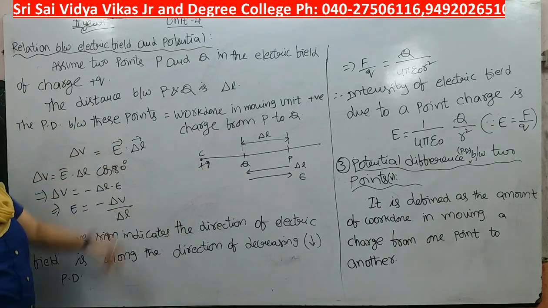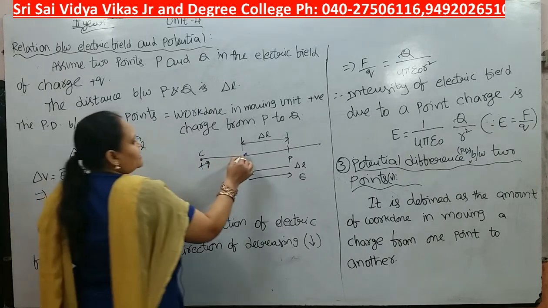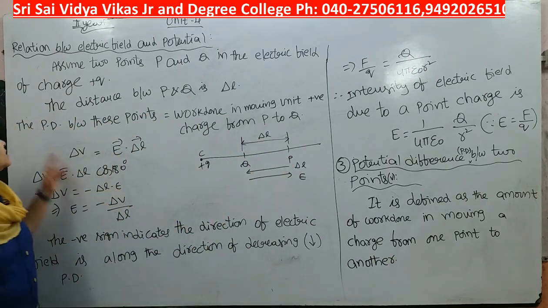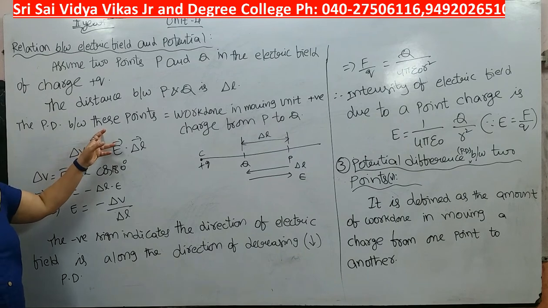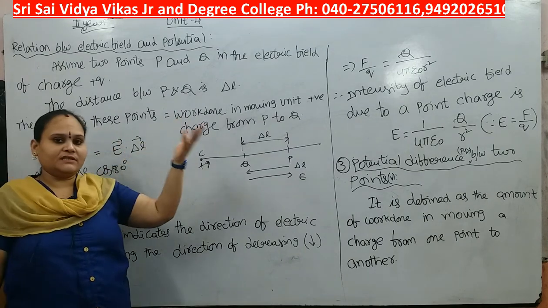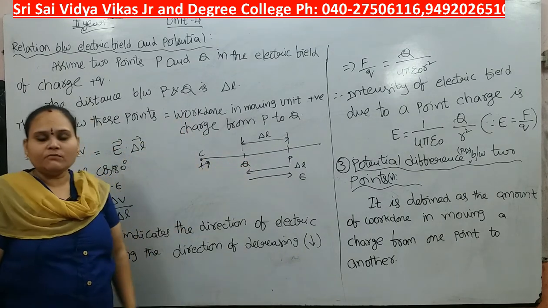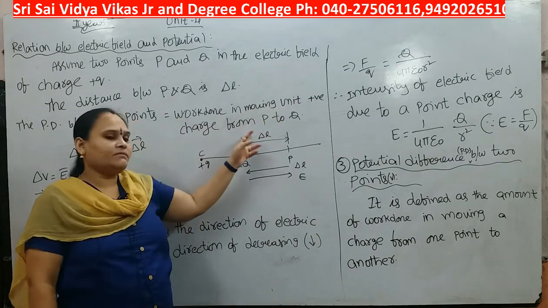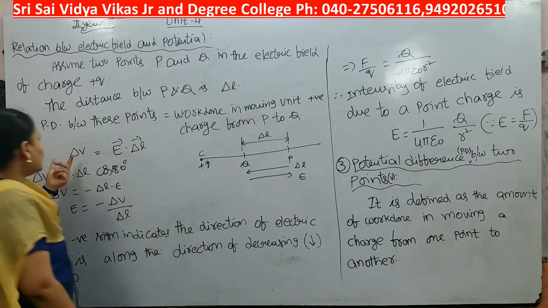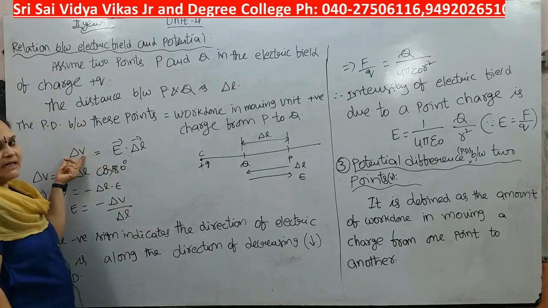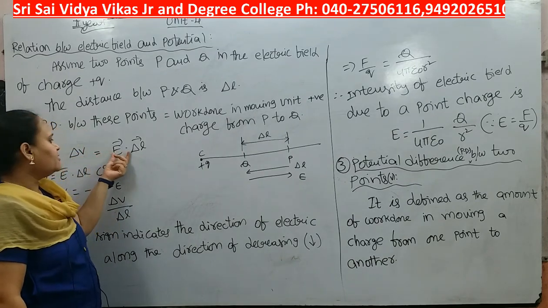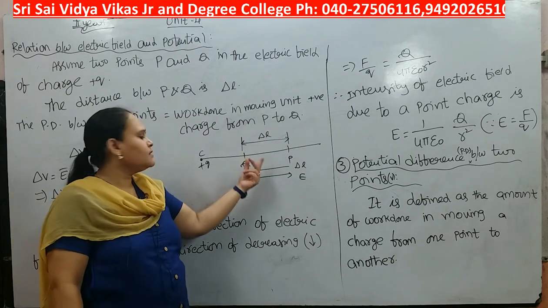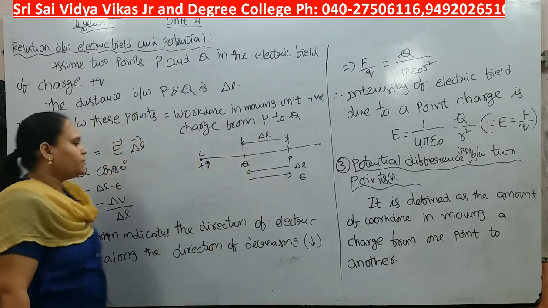So, the distance between P and Q is delta L. So, the potential difference between these 2 points will be equal to, potential difference is nothing but the work done in moving from one point to another point. So, work done in moving a unit positive charge from P to Q. So, delta V, potential difference is indicated with delta V, that will be equal to E dot delta L. Okay, E is the field and delta L is the distance from P to Q.